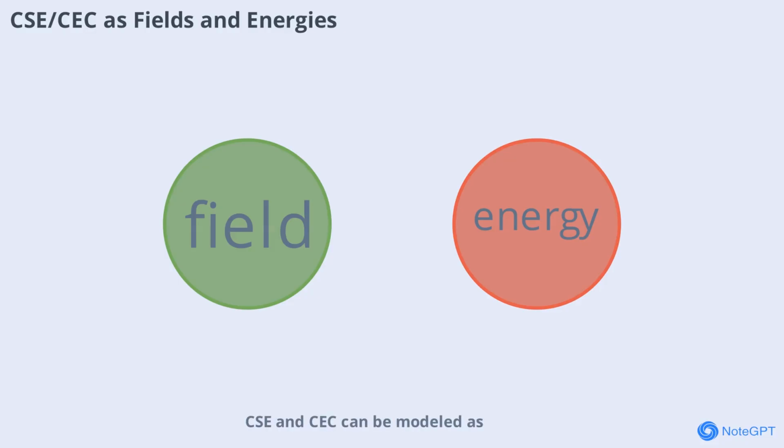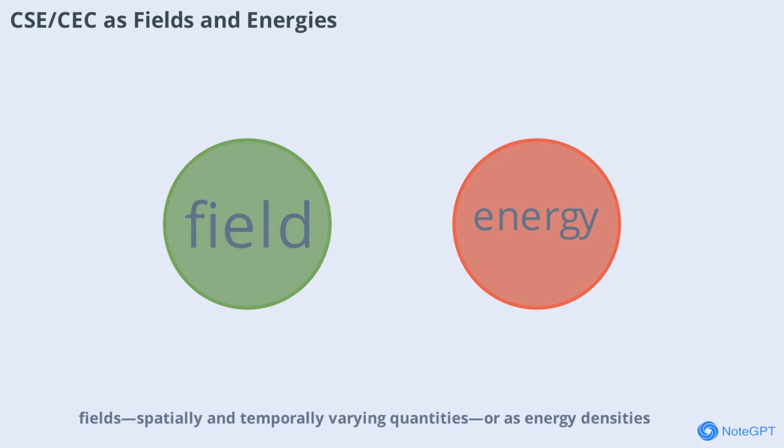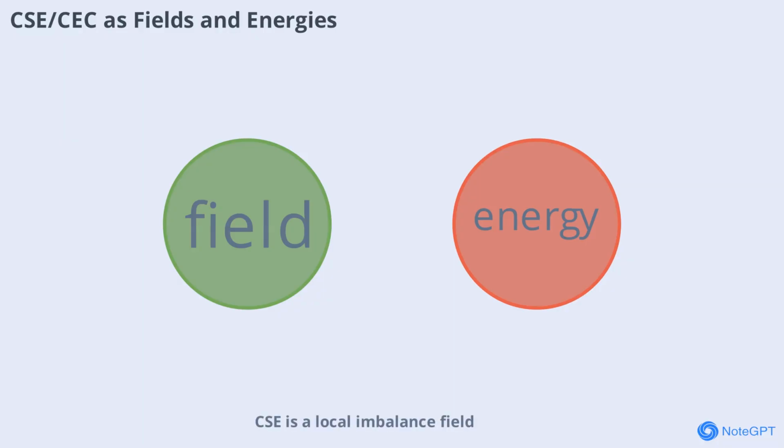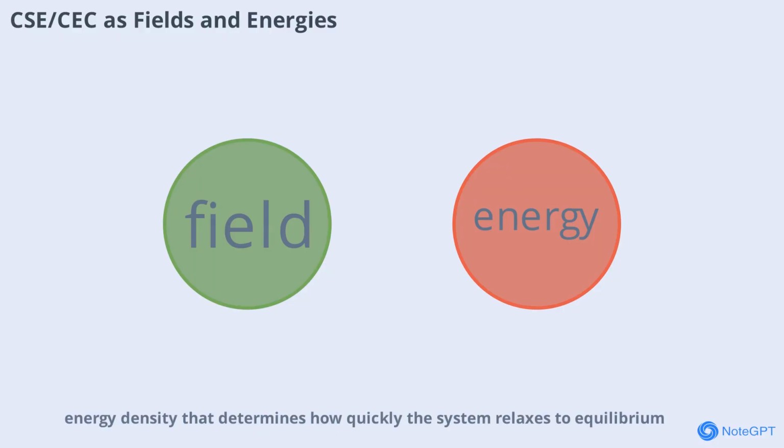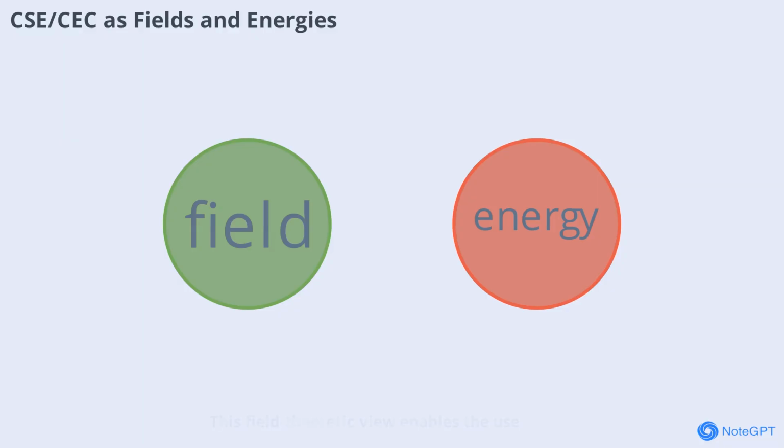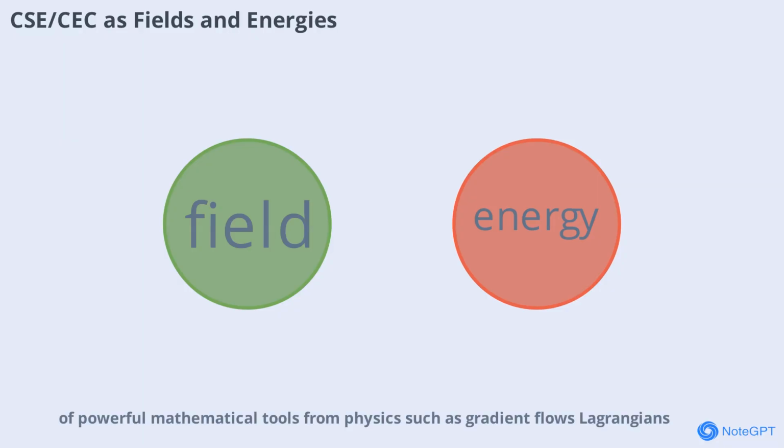CSE and CEC can be modeled as fields, spatially and temporally varying quantities, or as energy densities. CSE is a local imbalance field, like excitatory minus inhibitory current or a local score. CEC can be a gain field, a multiplicative controller, or an energy density that determines how quickly the system relaxes to equilibrium. This field-theoretic view enables the use of powerful mathematical tools from physics, such as gradient flows, Lagrangians, and response functions.